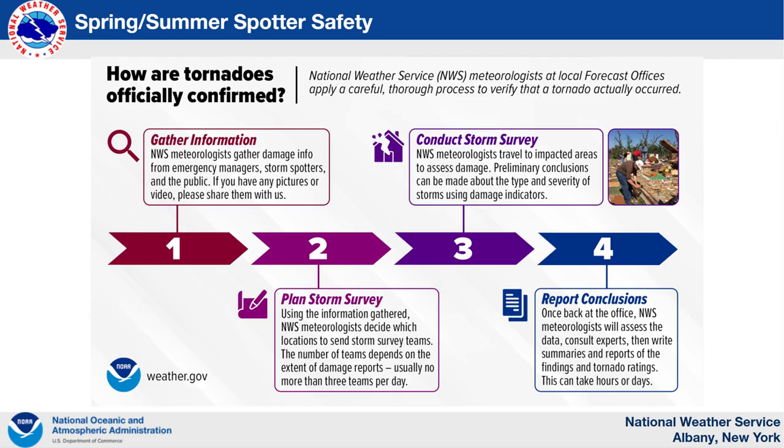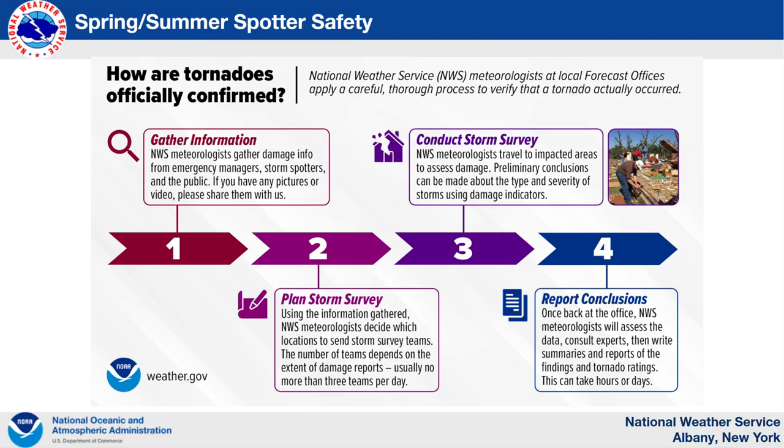So, how are tornadoes confirmed before that rating? Well, the tornado warnings are issued by your local National Weather Service. Meteorologists in step 1 gather the information from emergency managers, storm spotters, and the public. If you have any pictures or videos, please share them with the Weather Service. So when the storm damage survey is done, this is the first step. The second step is that you plan a survey. Use the information gathered from the Weather Service meteorologists to decide which locations to send storm survey teams.